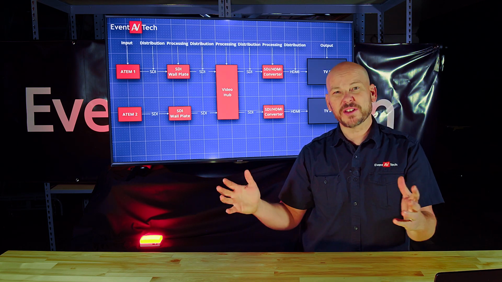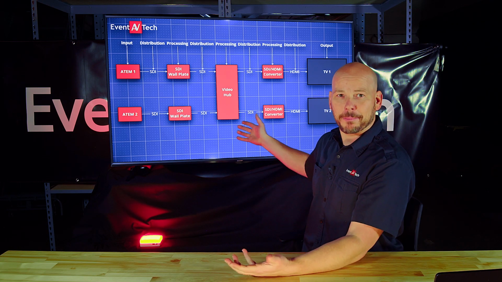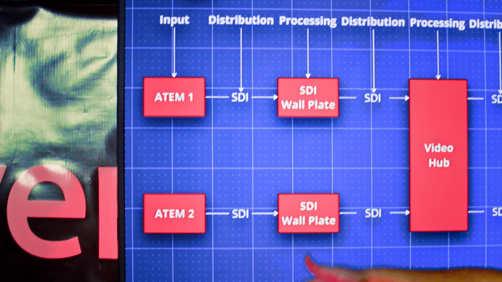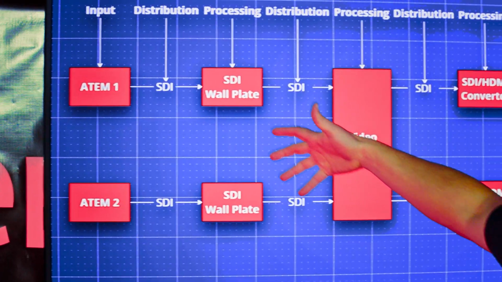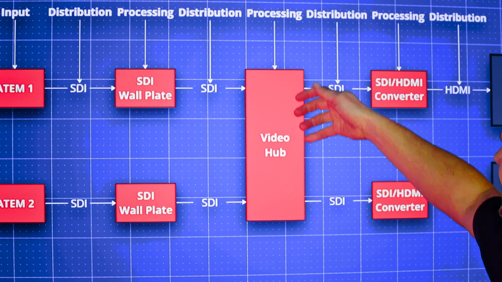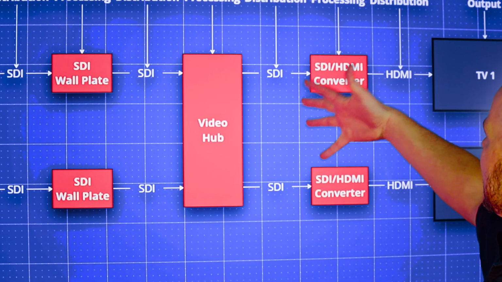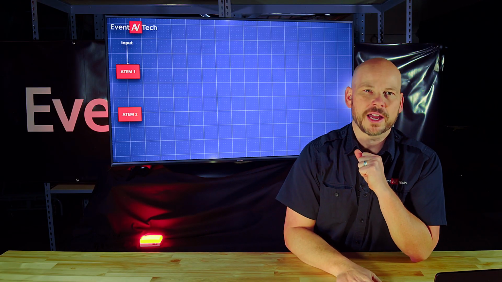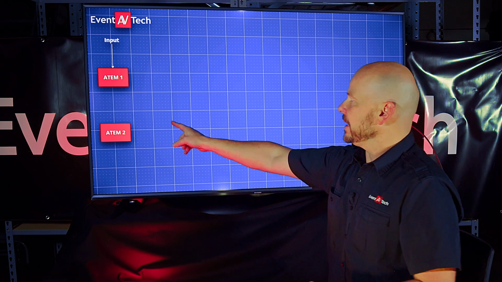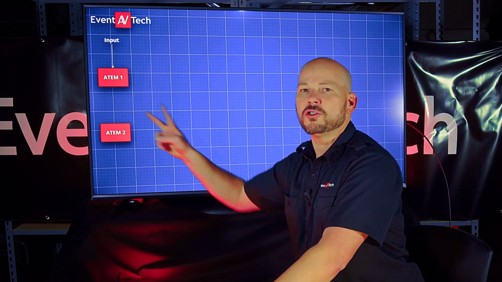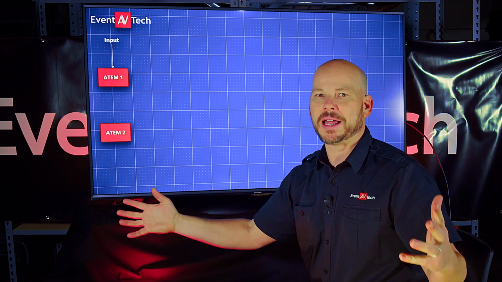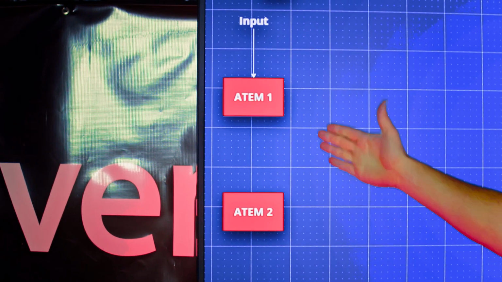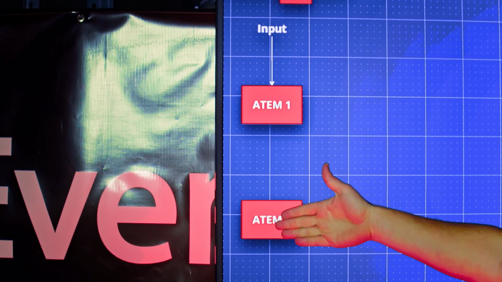We've got a video system here that's a little bit complicated. There are a lot of different pieces. We've got some video switchers, some ATEMs, some distribution wall plates and SDI wall plates, distribution cables, a video hub, and converters. Let's talk about it element by element. The first thing that begins this video system is two video switchers, basic Blackmagic ATEM video switchers. These are SDI video switchers. We're going to call these our inputs.